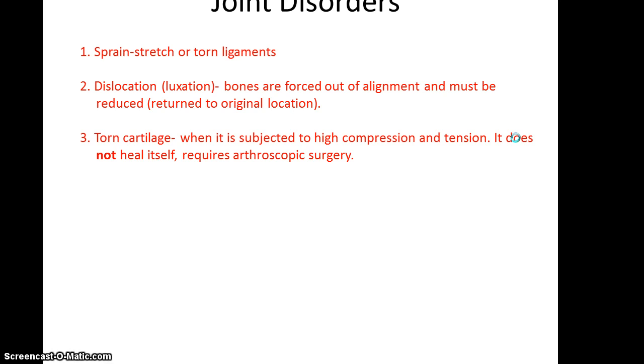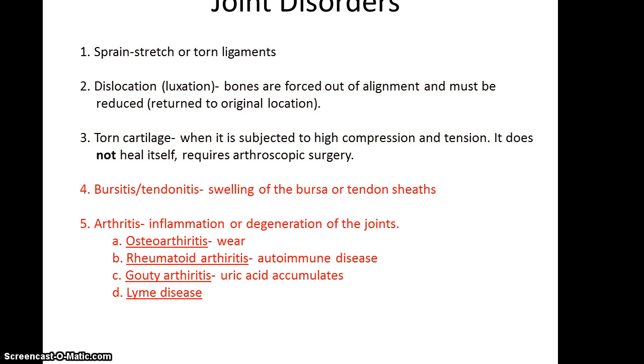You can have torn cartilage. This is often when it's subjected to high compression or tension, and cartilage, again, like I said, tends not to heal itself, or at least it's so slow that you really want to speed it up a bit with some arthroscopic surgery. You can also get inflammation in your bursa or in your tendon sheaths. This would be bursitis or tendinitis. And then, of course, there's arthritis, which is an inflammation and/or degeneration of the joints.